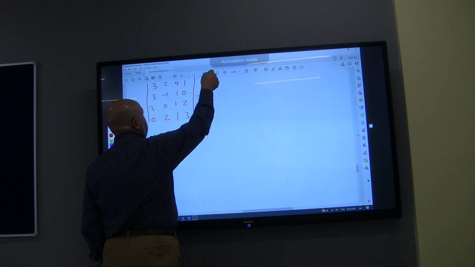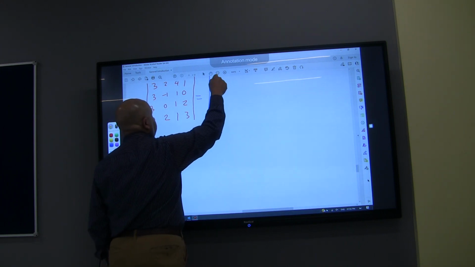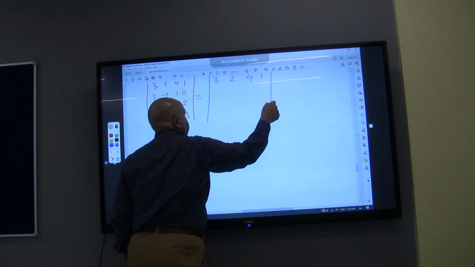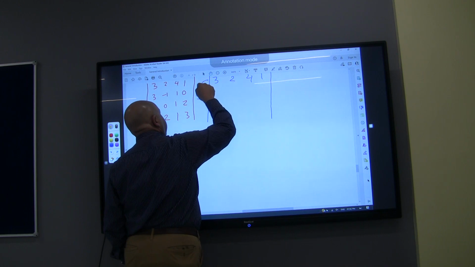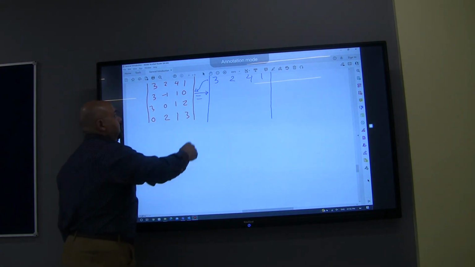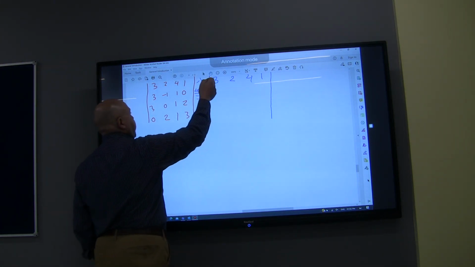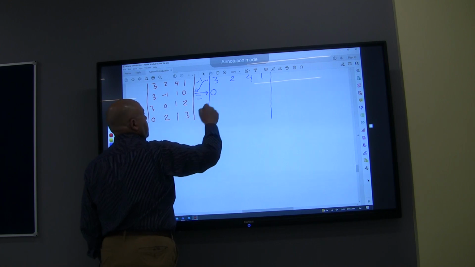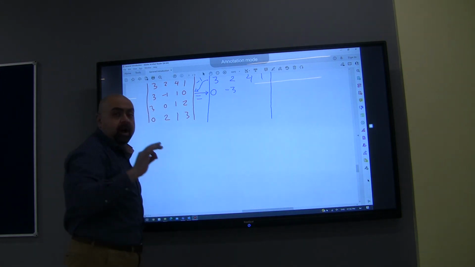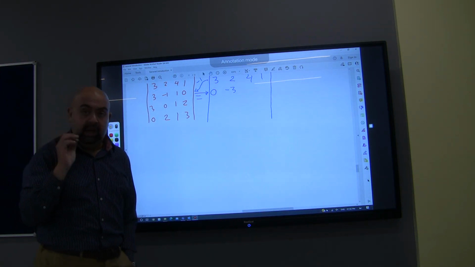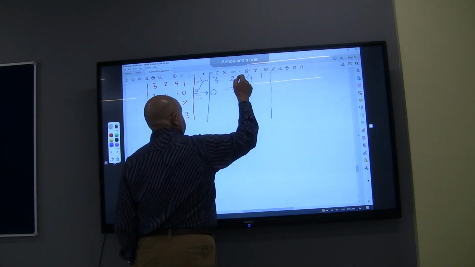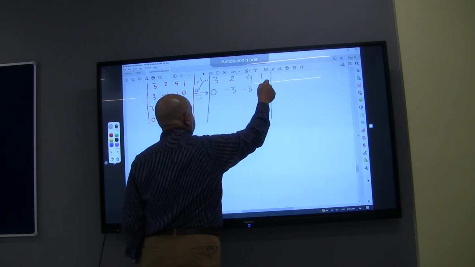The first row is going to be 3, 2, 4, and 1. I will multiply it by -1 and add it to the second row. -3 plus 3 is 0. -2 plus -1 equals -3. Remark, I'm multiplying the corresponding elements and adding them together. -4 plus 1 is -3, and -1 plus 0 is -1.